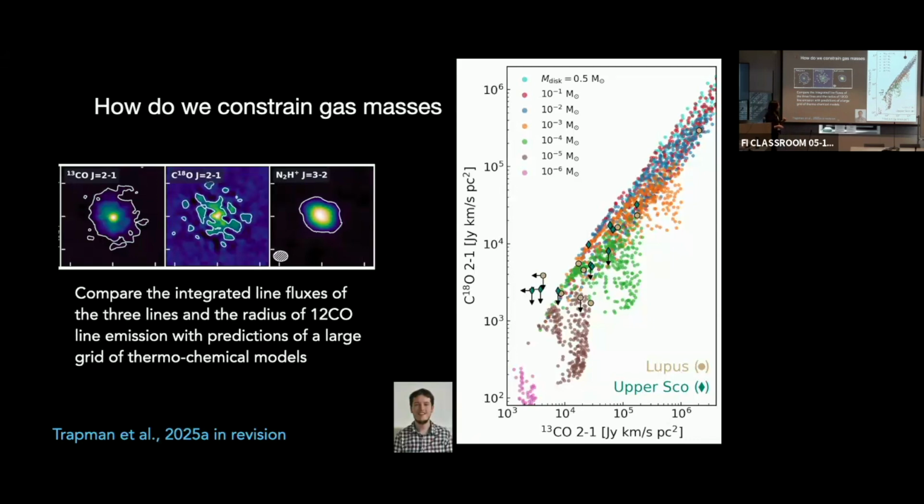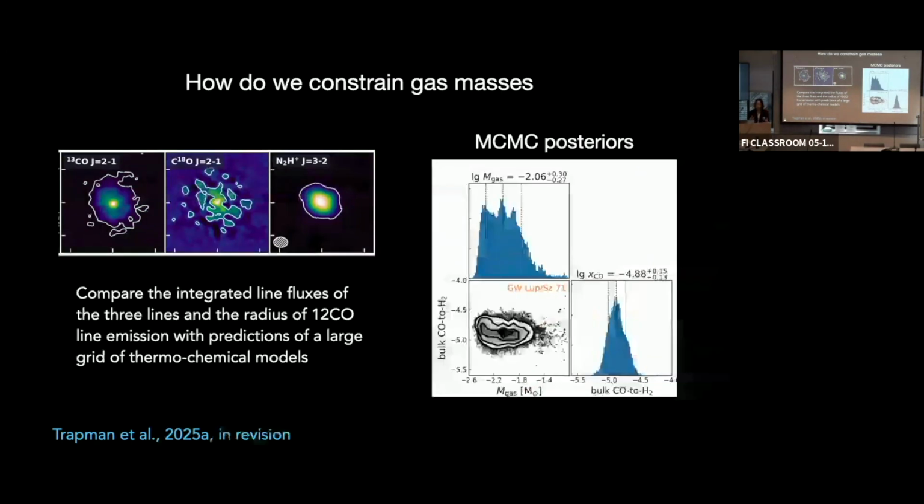My postdoc Leon Chapman really did most of the work here. So once we have the large model grid, we compare the model-predicted line fluxes with observations and try to calculate the posterior distribution for different parameters, in particular the gas disk mass and the CO abundance. So you can see this is the posterior constraint for a particular disk after we compare our model grid with the observations.